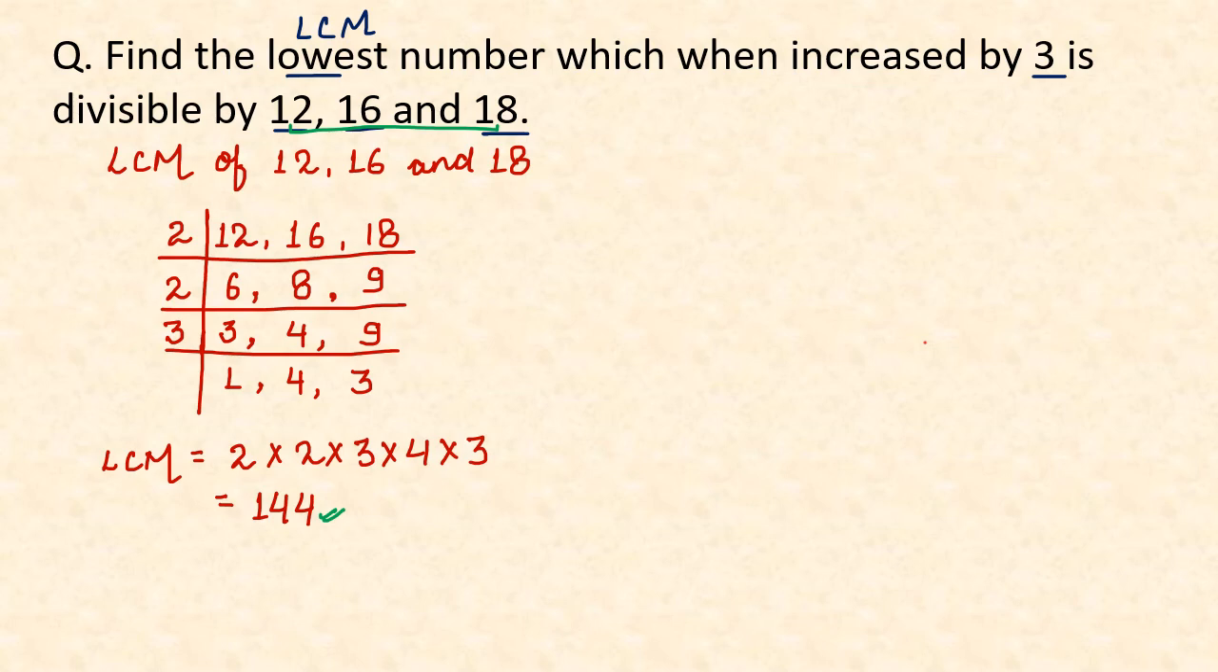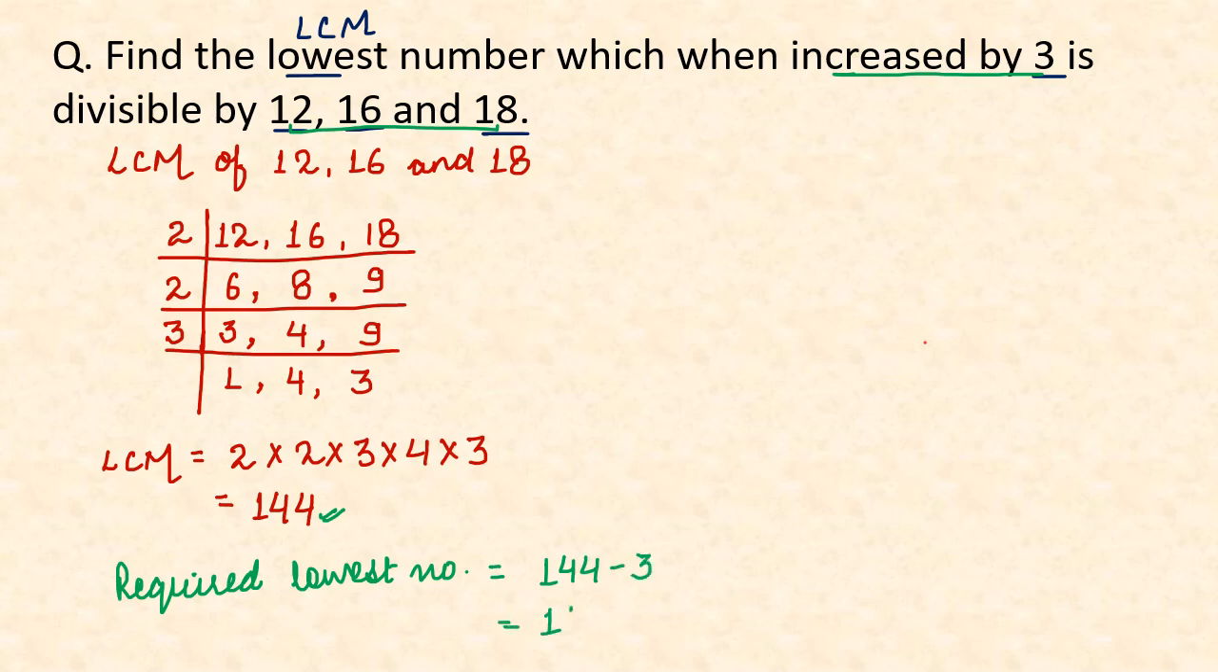But in the question, they are asking for the number which, when increased by 3, is divisible. Now 144 is already divisible, which means the number which is required in the question is 3 less than 144. So we will subtract 3 from 144. Therefore, the required lowest number is equal to 144 minus 3, that will be 141. Now you can see that in this 141, if we add 3, that will become 144, which is the LCM of 12, 16 and 18 and is exactly divisible by these numbers. So the required number is 141.